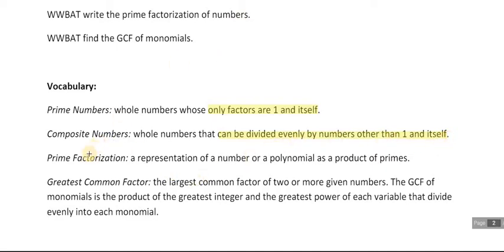The prime factorization of a number is a representation of a number or a polynomial as a product of only prime numbers. And the greatest common factor is the largest common factor of 2 or more given numbers or terms. The GCF of monomials is the product of the greatest integer and the greatest power of each variable that divide evenly into each monomial.